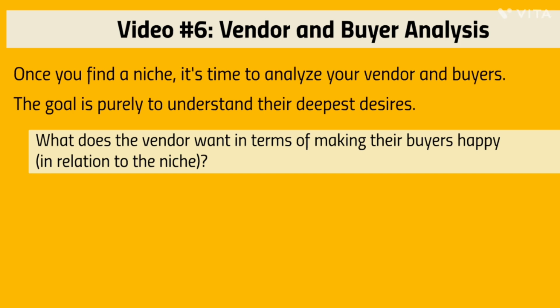So the first question is, what does the vendor want in terms of why and what they want to do, and how they want to do it, as far as making their buyers happy? In other words, when a vendor sees something, they either think, this is something my buyers definitely don't want, or this is something my buyers really, really want, and I want to make a special deal with another vendor for my buyers.